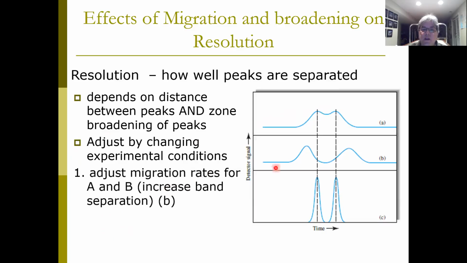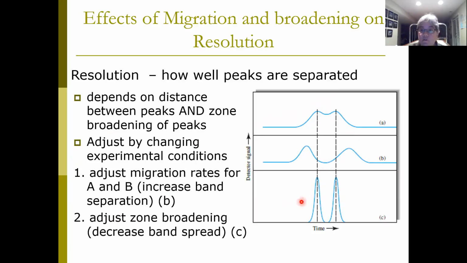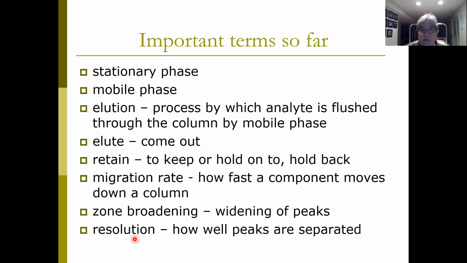We can adjust the resolution by changing the experimental conditions. We could try to adjust the migration rates, so we make this peak come out faster and this peak come out slower, so that we get a better resolution. Another thing we could do is adjust the zone broadening and try to make these peaks narrower. Then we could also get a better resolution. We will talk much more about how we do these things as we go, but for right now, I'm just trying to introduce you to some of the vocabulary that we're going to need.